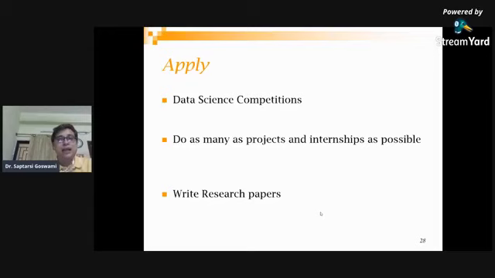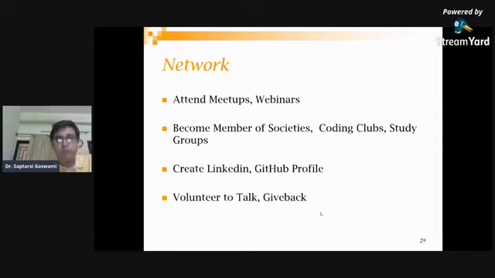And of course, finally, network, attend meetups, attend webinars, become a member of societies, coding clubs, study groups. So you can be a member of IEEE SEM. I talked about the meetup group, ODSC Kolkata. Just Google ODSC Kolkata meetup. You can join our group. You can see the past lectures that have happened, and you will come to know the recent lectures that are going to happen. And you can become a member of societies, like the Society for Data Science, IEEE SEM. You can be a member of coding clubs. There are a lot of international study groups, so you can be part of the study groups.